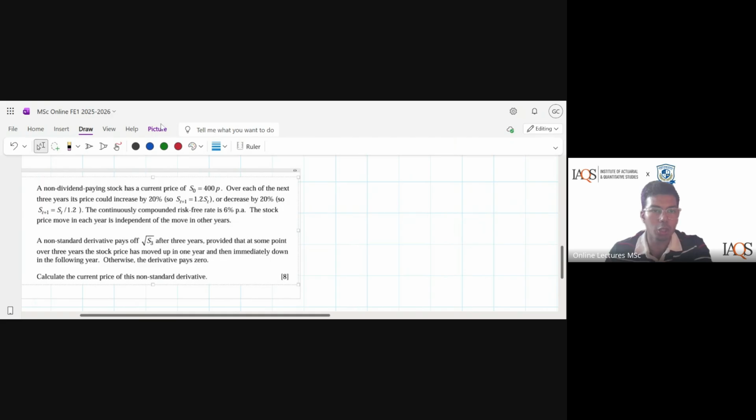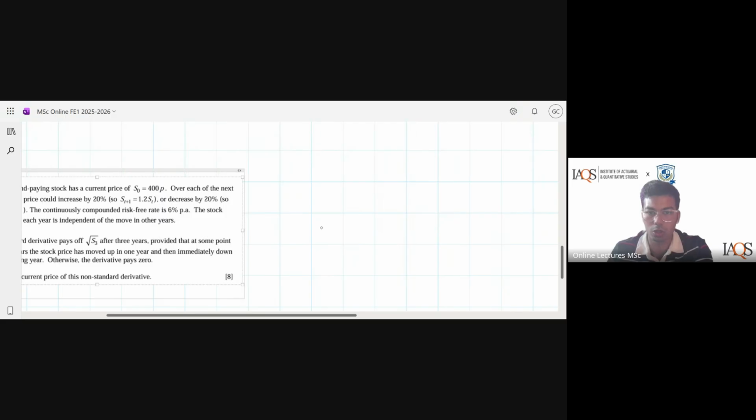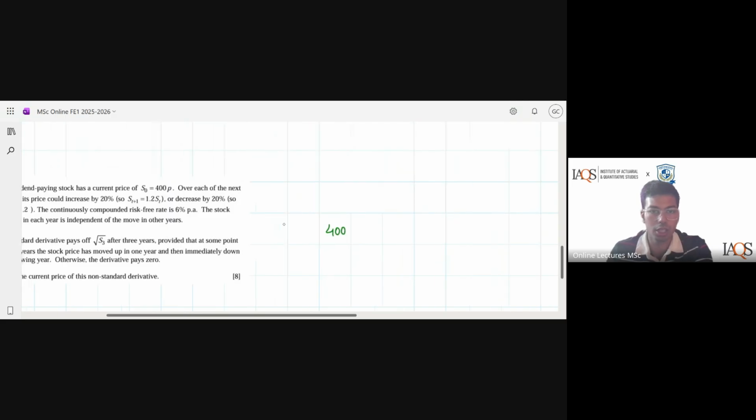All right. Now, a non-dividend paying stock has a current price of 400 pence. So I know it's starting at 400. Over each of the next 3 years. Now they're saying over each of the next 3 years. That means the time period is yearly and there are a total of 3 years. So as you said correctly, it's a 3-step binomial model. Its price could increase by 20%. That means in the next year, it can either go up to 1.2 ST or decrease by 20%.